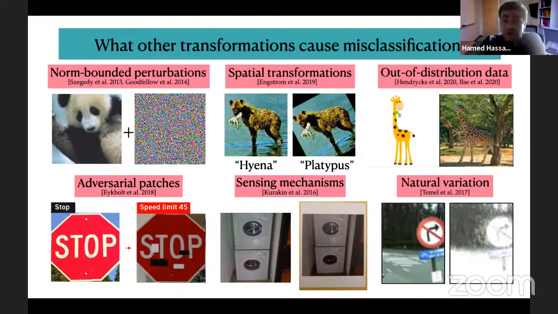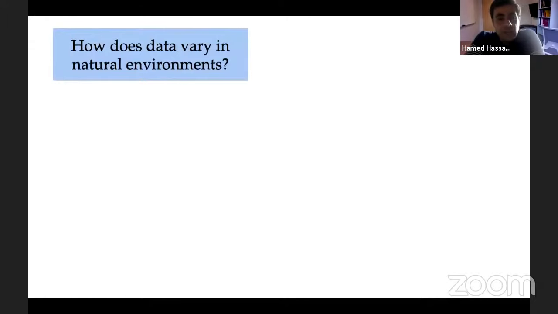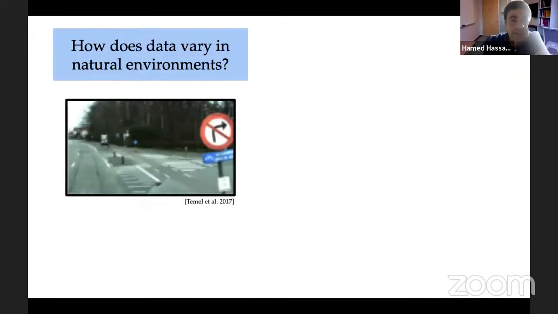And since the second part of the talk will be about these natural variations, I'd like to say a few more words about natural variation. So the central question that I want to answer now is: how does data vary in natural environments? In order to illustrate this, let me consider a simple data set, which is a set of images taken from different street signs in, let's say, a certain city. I think this is Atlanta. And all the images are taken on a sunny day, in sunny weather, basically. And the goal here would be to classify the sign which is inside the image. Okay, so this is a standard classification task.